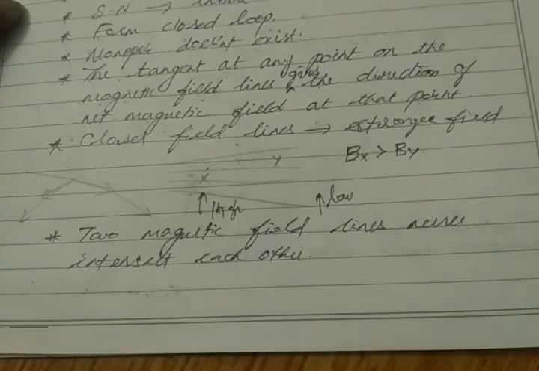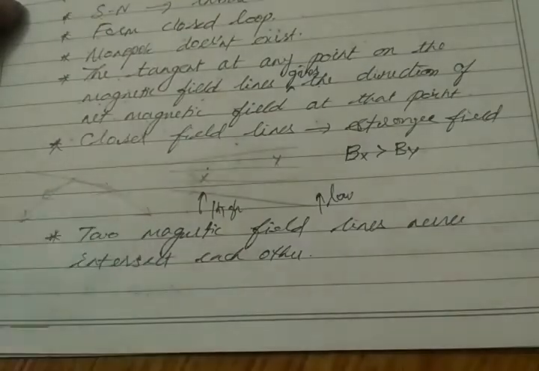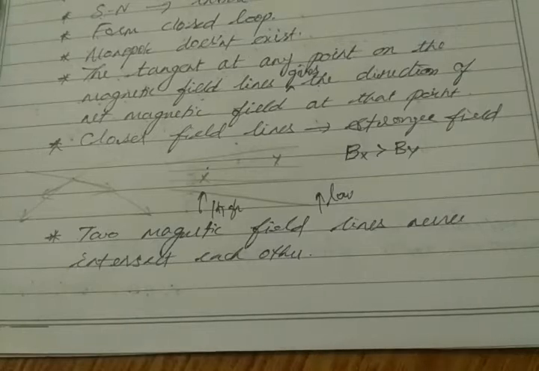It never has two magnetic field directions. It either goes this way or this way. It cannot go both ways, like a person cannot walk both ways at a time. So magnetic field lines never intersect each other, and you write the reason yourself: because at the point of intersection we draw tangents which give two directions, which is not possible. Next point is pole strength.